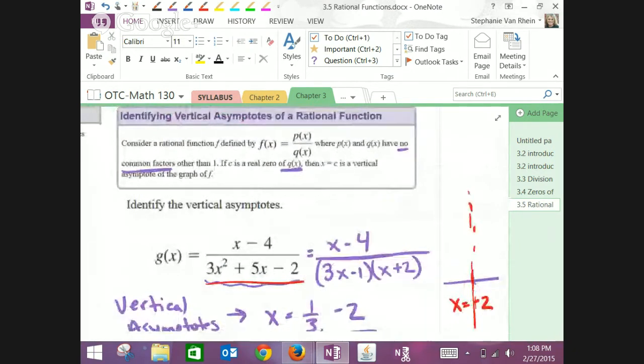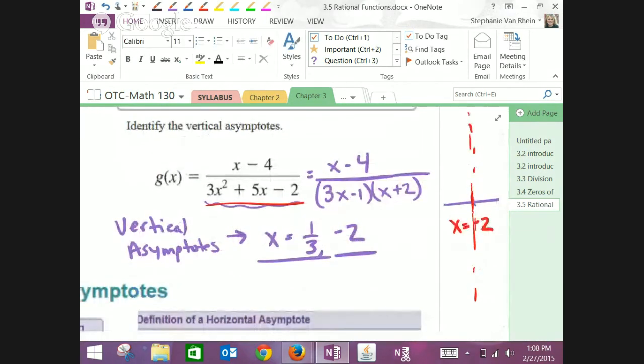So looking at a rational function, where the denominator equals 0 is going to end up with your vertical asymptotes, right? Vertical asymptotes are where the function is undefined. The graph doesn't exist at that point because you cannot divide through by 0. Does that make sense?